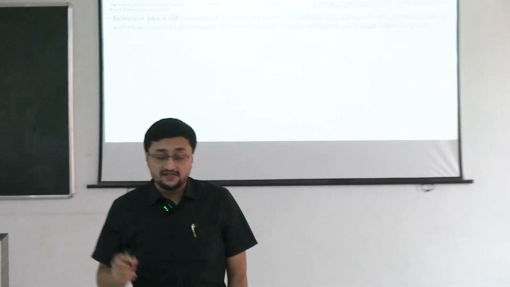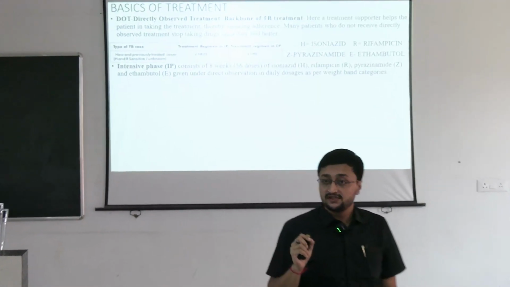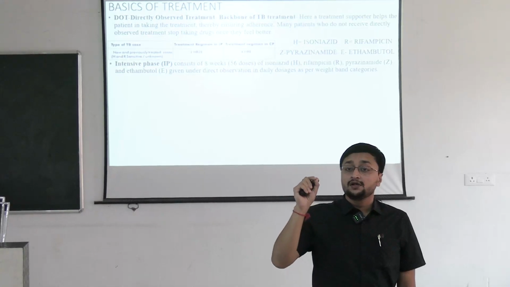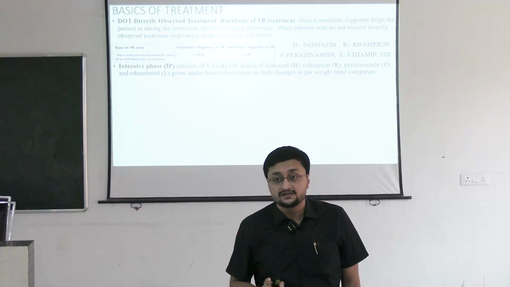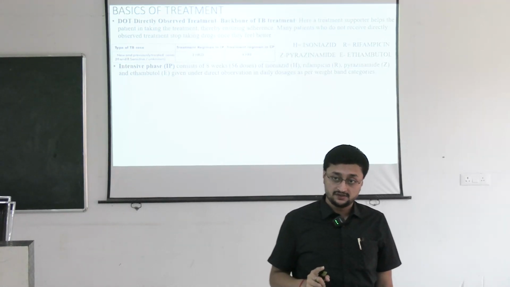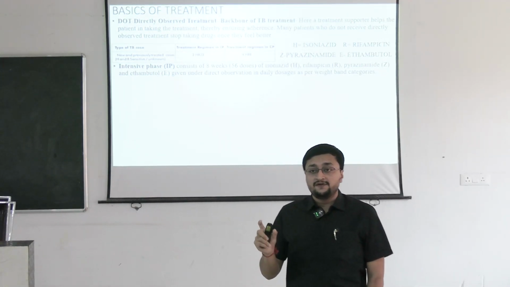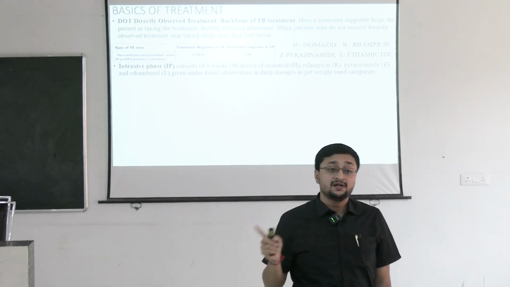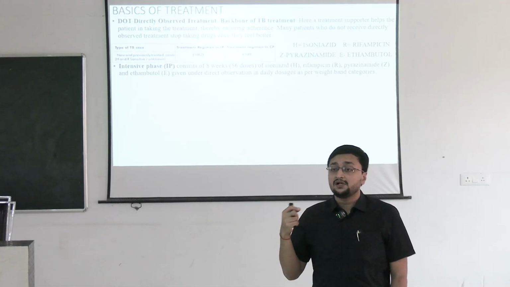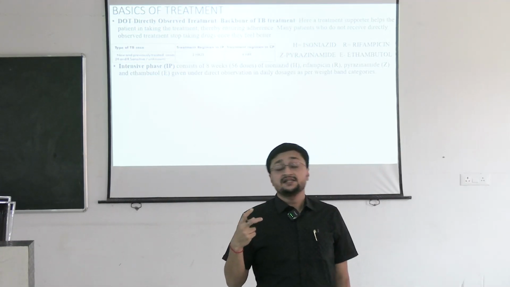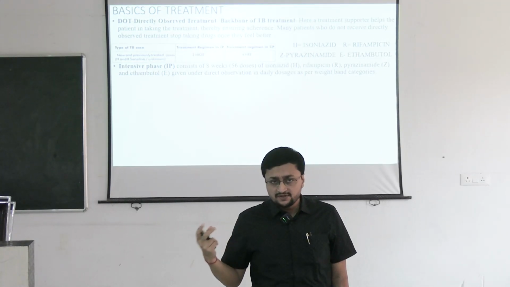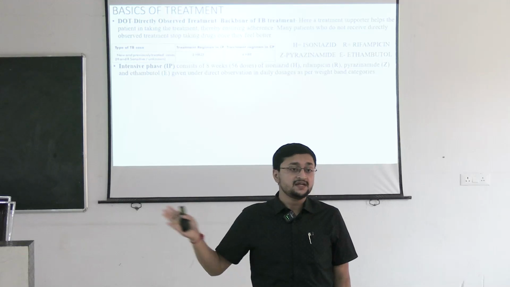So the IP phase is for 2 months, that is 8 weeks, 56 doses, and the CP phase is how many months? 4 months, that is 112 pills, 112 doses have to be taken, right? So the IP phase cannot be extended beyond 2 months, but the CP phase can be extended in special circumstances like tubercular meningitis, other CNS TB, bone TB like spinal tuberculosis, and disseminated tuberculosis. The CP phase can be extended.